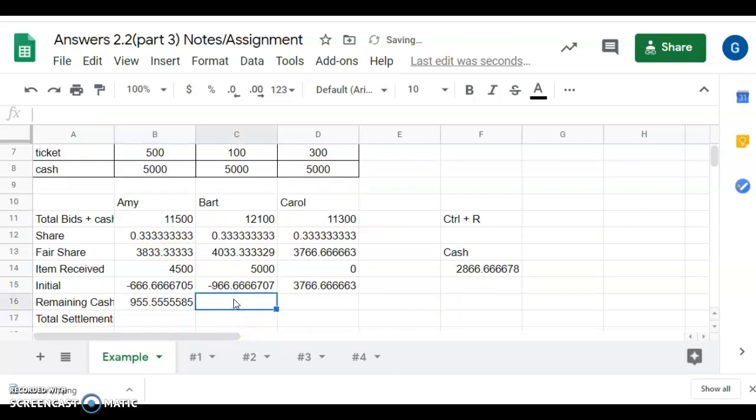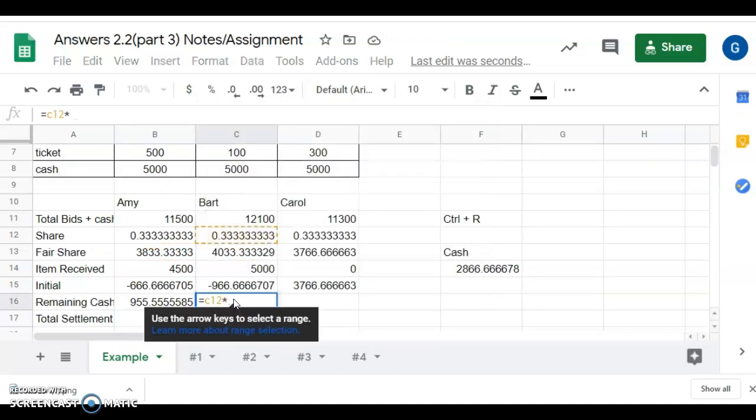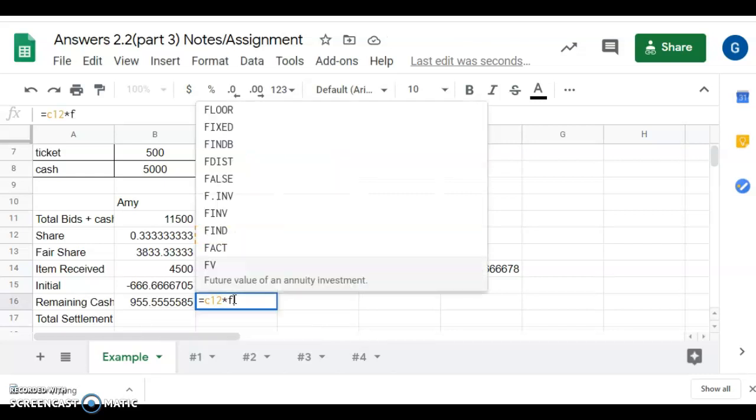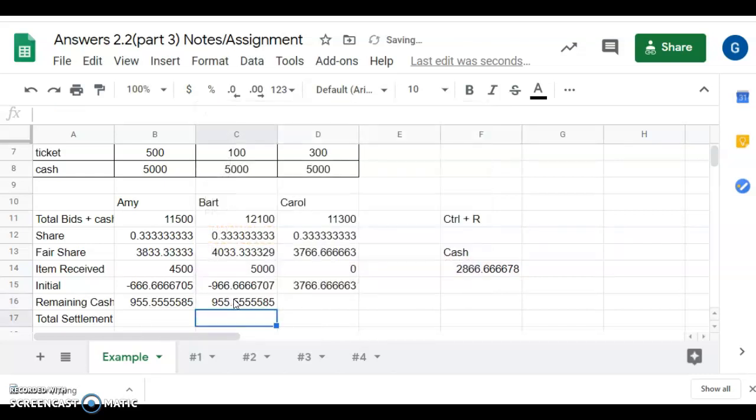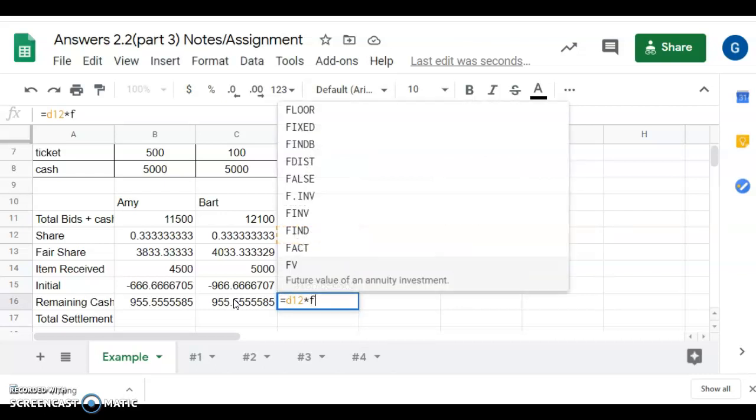Okay, and then since this was divided evenly, C12 times F14. Since it was divided evenly, they're all going to have the same amount. Equals D12 times F14.